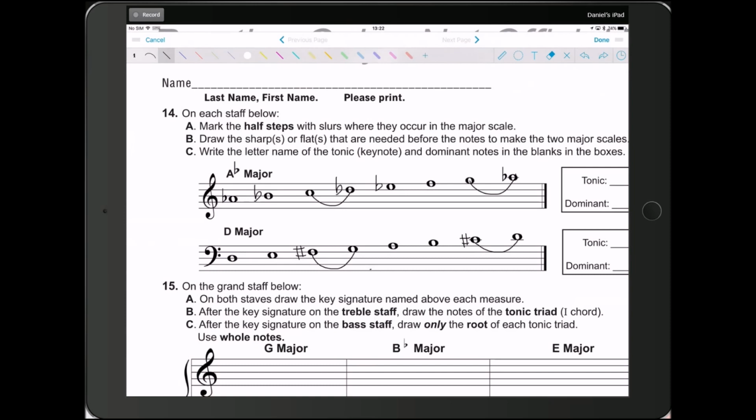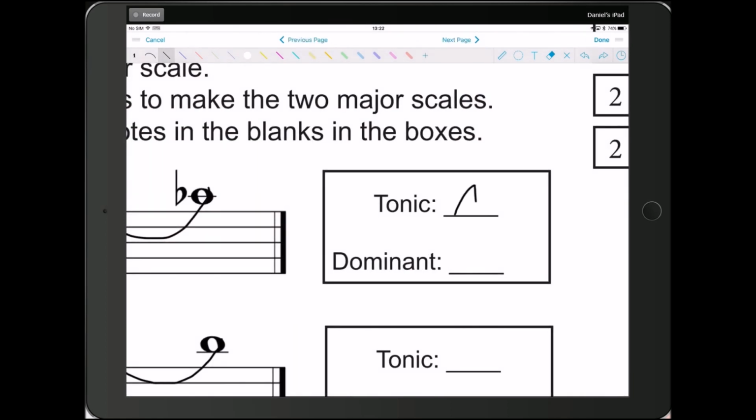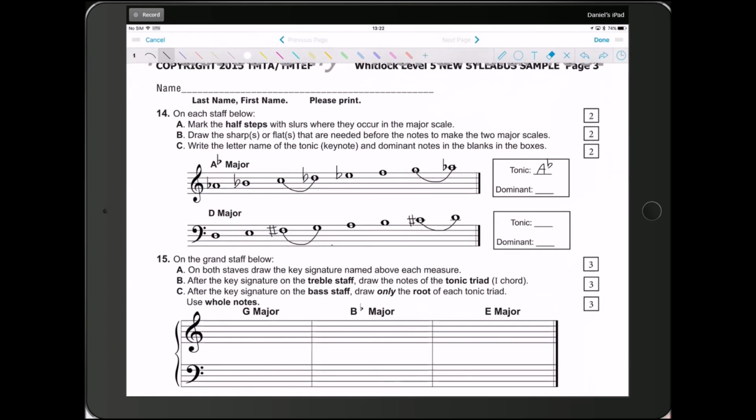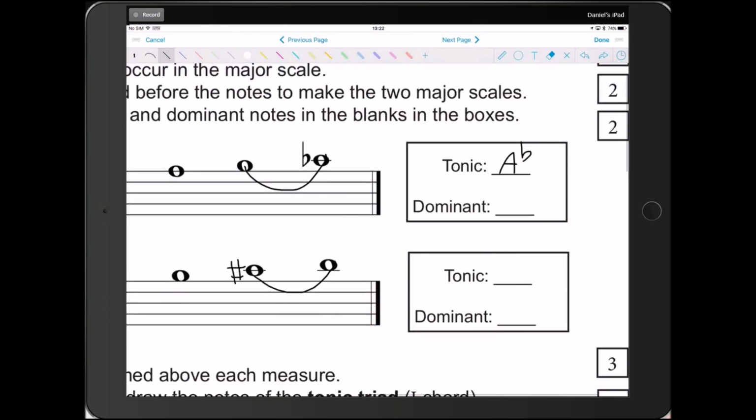Okay, now I have to figure out what the tonic and dominant is of each of these scales. The tonic is always the first note of the scale. The dominant is always the 5th note of the scale. So the first note of the scale in the A flat major scale would be A flat. The dominant would just be the 5th note of the scale. A flat, B flat, C, D flat, E flat. So E flat.